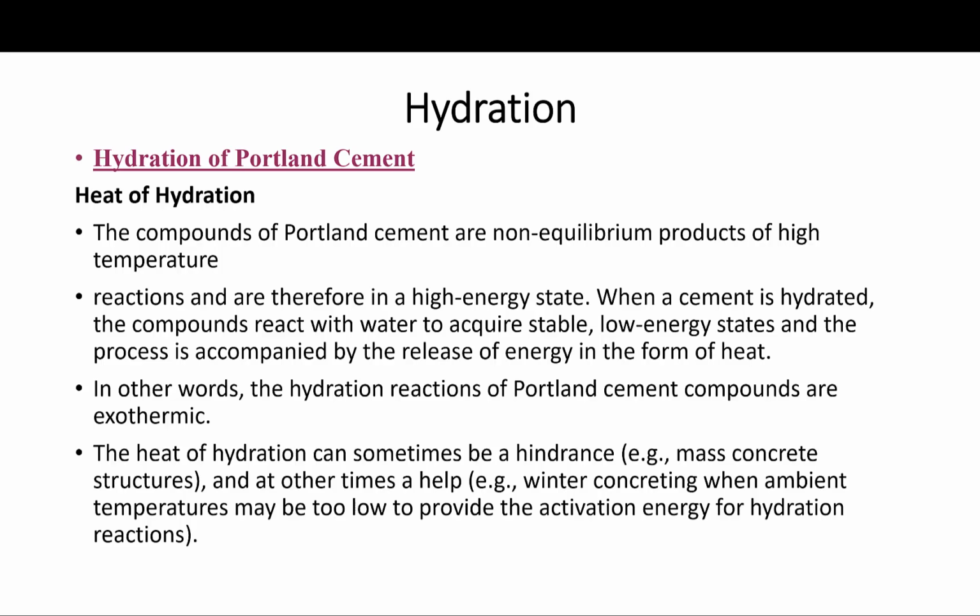So the compounds of the Portland cement, as we mentioned before, are non-equilibrium products of high temperature reactions. And therefore, they are in a high energy state. So when the cement is hydrated, the compounds react with water to acquire stable low energy states. And the process is accompanied by the release of energy in the form of heat. In other words, as we explained all along, the hydration reactions of Portland cement compounds are exothermic.